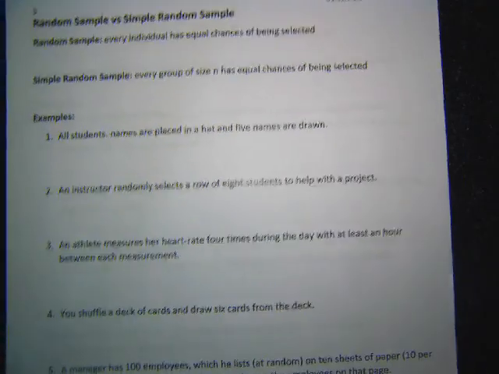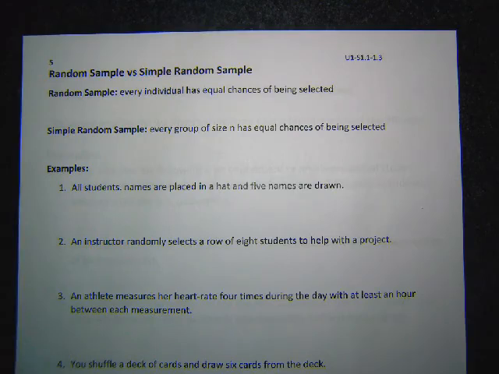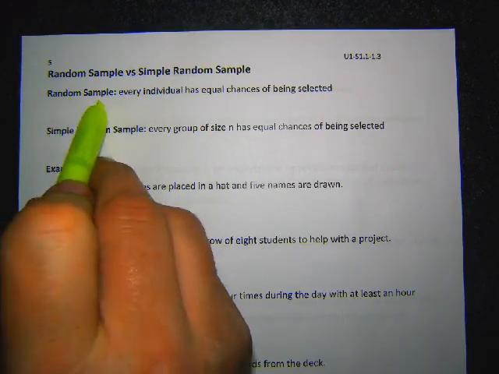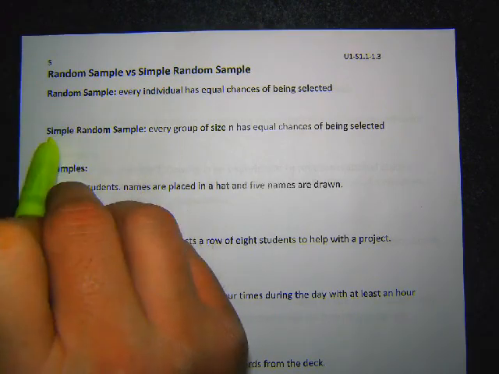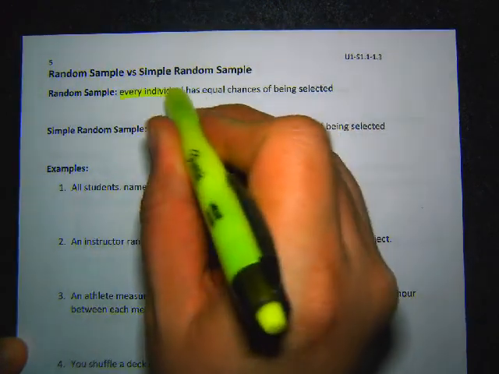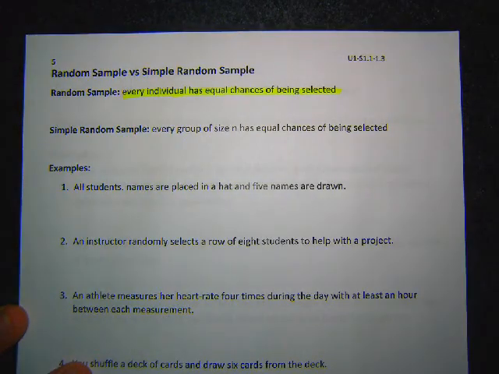Okay, we kind of talked about simple random sample. It's important to note that there is a difference between simple random samples and random samples. So a random sample is actually not quite good enough. That's not as good as a simple random sample. In a random sample, every person has an equal chance of being picked. So if you look at any two people, they both have equal chances.